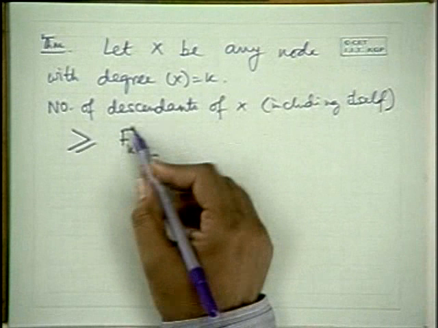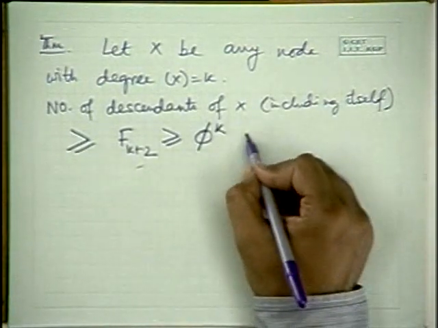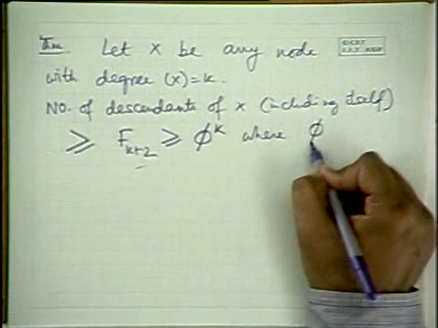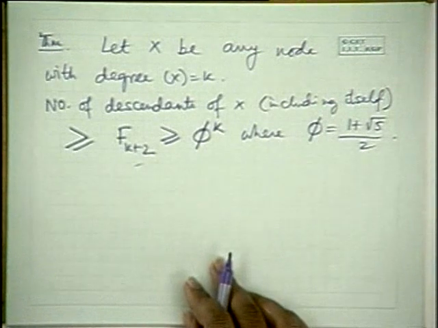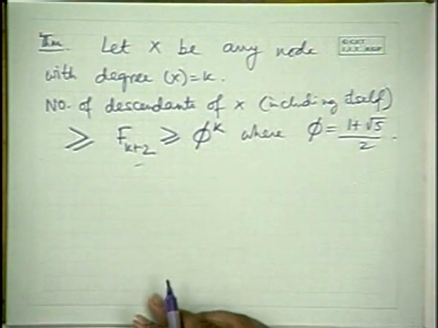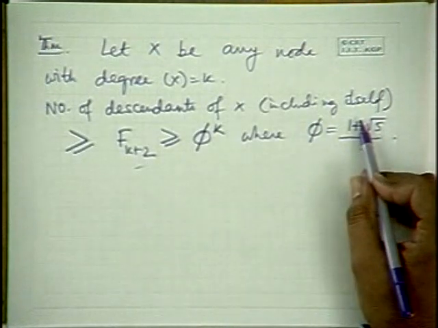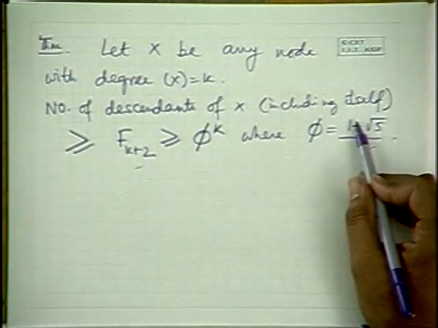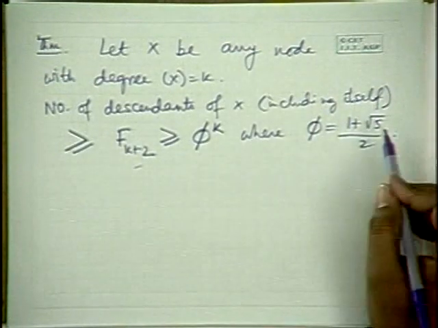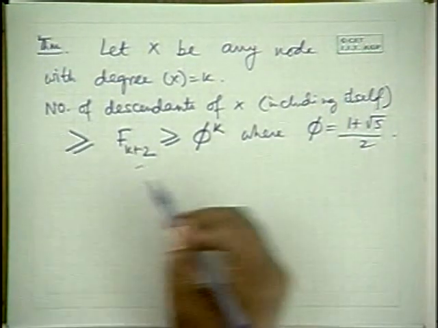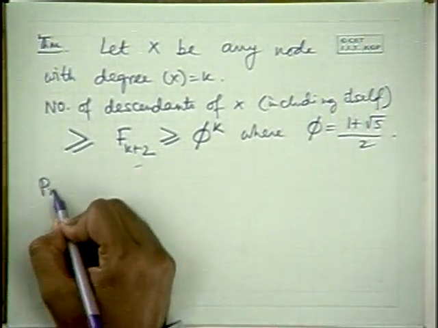This F(k+2) will be greater than or equal to some phi to the power k, where phi is, I will tell you all this, (1 + root 5) over 2. Those of you who know the Fibonacci sequence, this should be very well known to you. This is the golden ratio. No, it's not 3, something like 2 point something. Anyway, what is the proof?